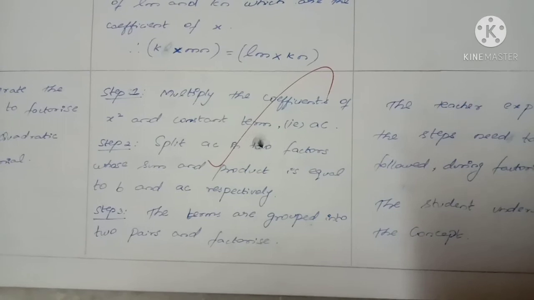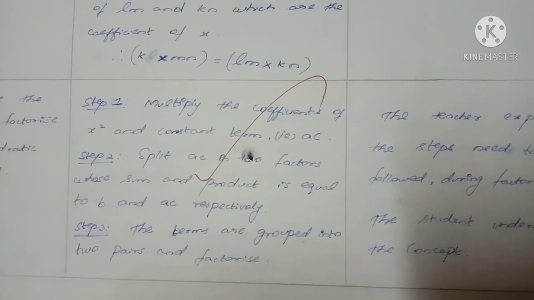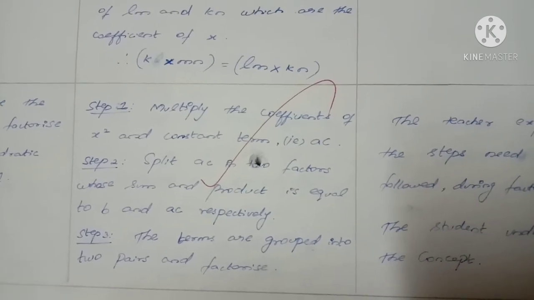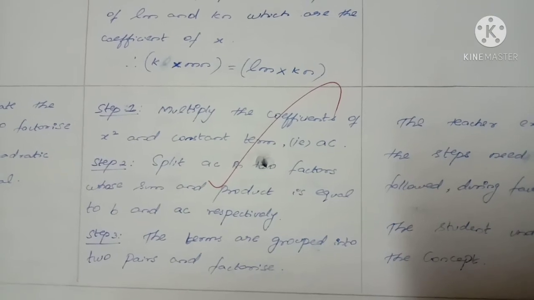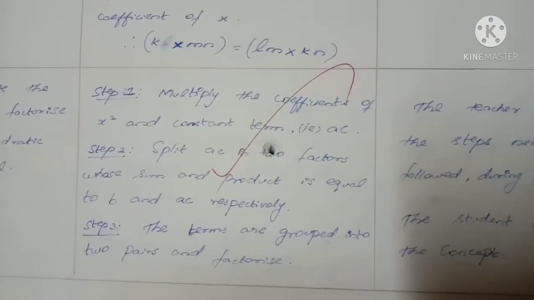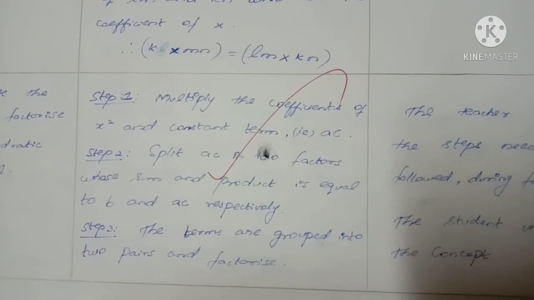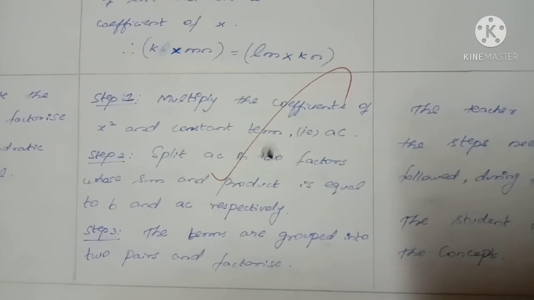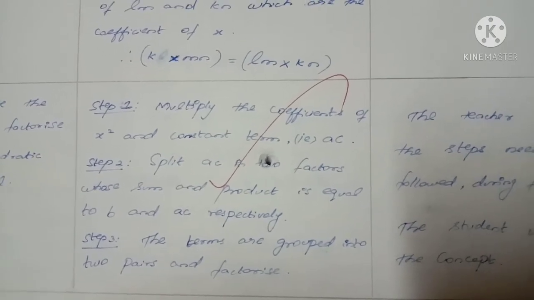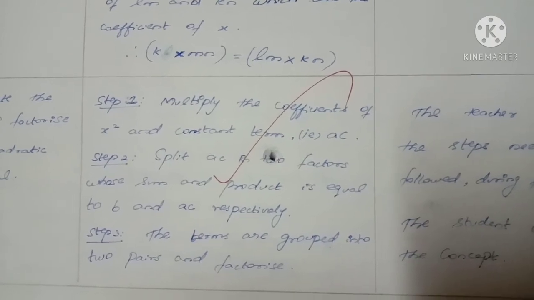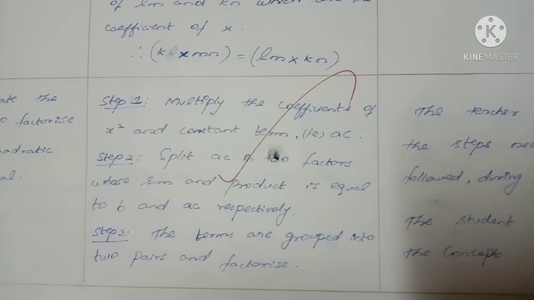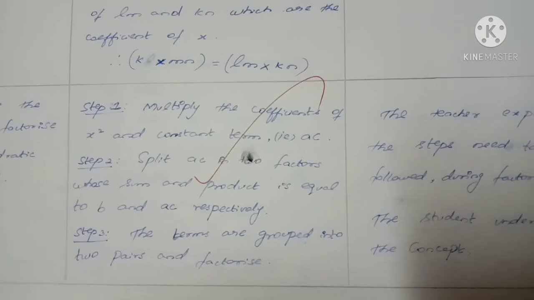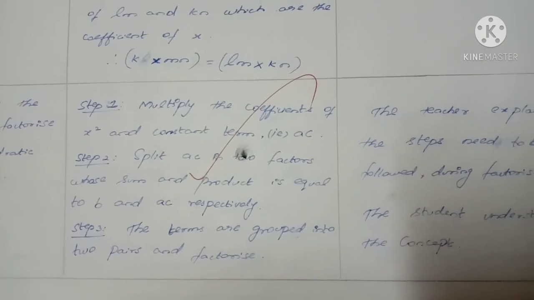In the next box, step 1, multiply the coefficients of x square and constant term, that is AC. Step 2, split AC into two factors whose sum and product is equal to B and AC respectively. Step 3, the terms are grouped into two pairs and factorized.